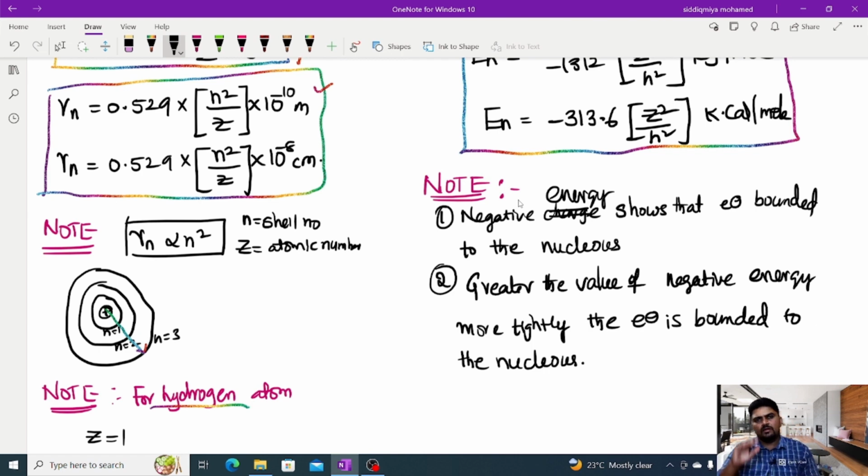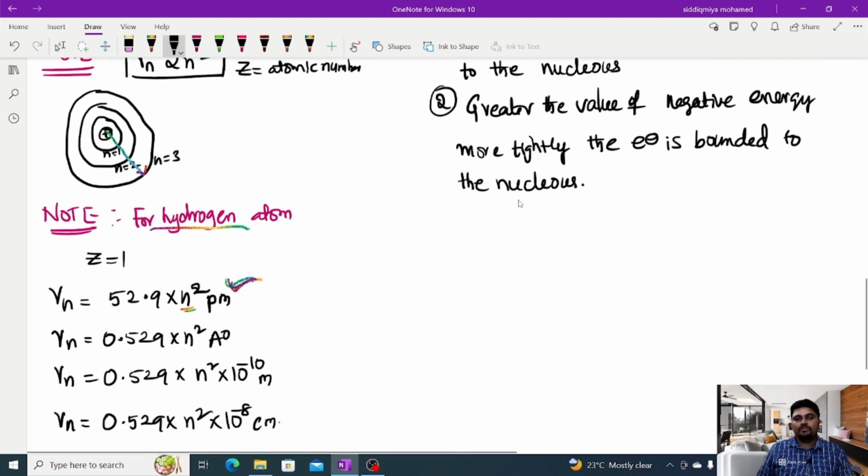What is that? The negative value of energy there represents what? The electron is bound to the nucleus. If you have a more negative value, the electron is more tightly bound to the nucleus. That is the meaning.